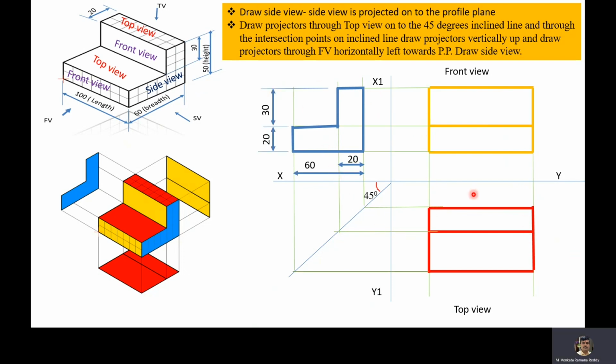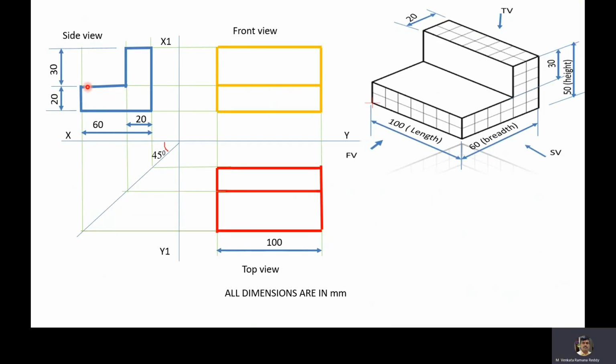Then we'll do the dimensioning. Length is 100 mm. Here all dimensions are in millimeters. Because it's a first angle projection, the front view comes above the XY line, the top view comes below the XY line, and the side view is placed above the XY line adjacent to the front view. Make a note that the front view and top view, and front view and side view, are aligned.